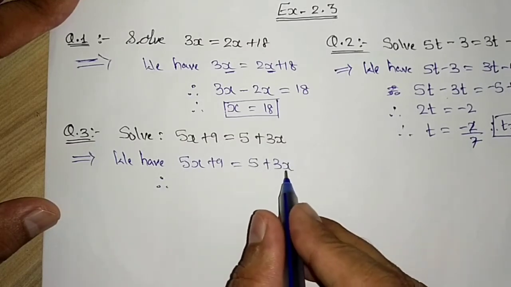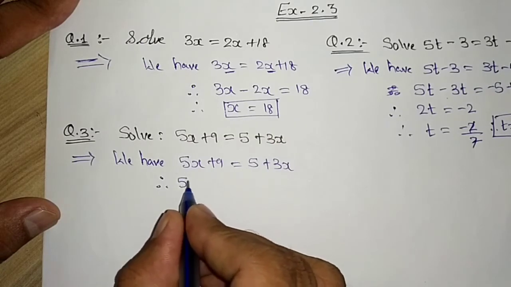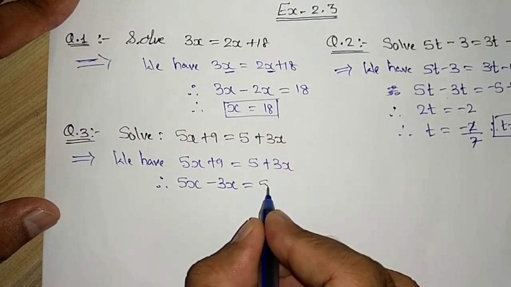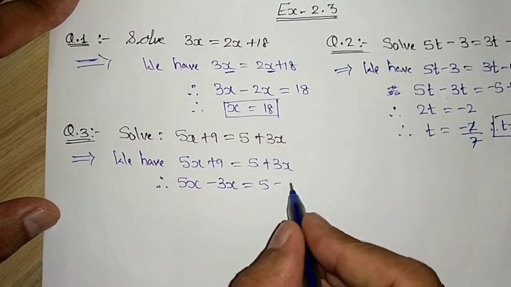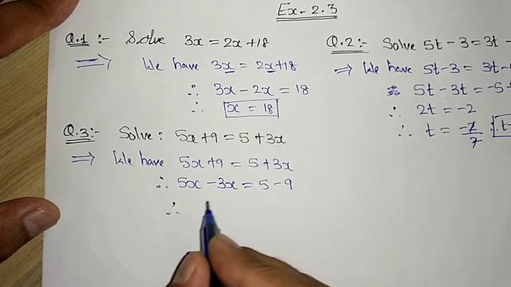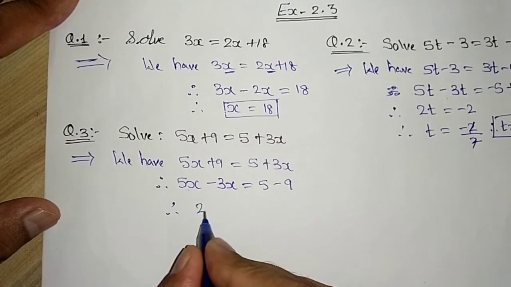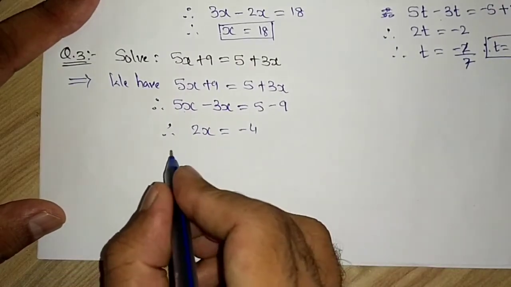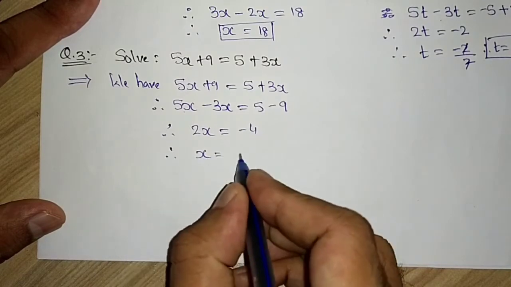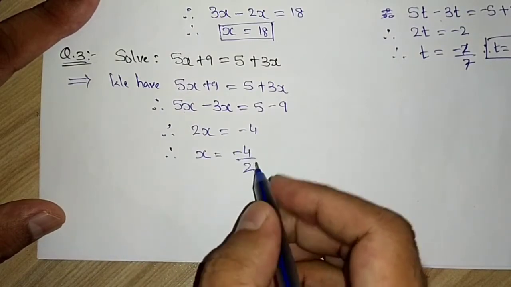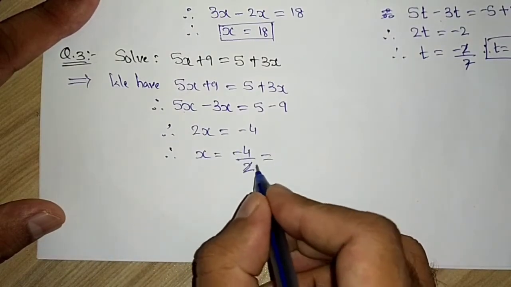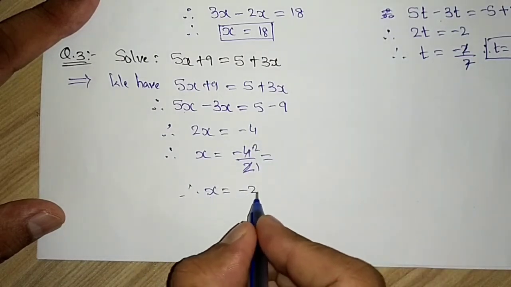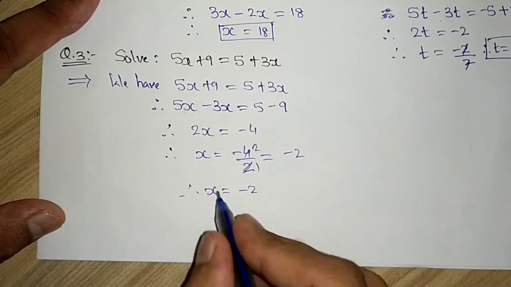Take the variable to LHS, changing the sign, it will become minus. Constant term from the LHS to RHS, it will become minus. Therefore, 5x minus 3x will become 2x is equal to minus 4. Therefore, x is equal to minus 4 divided by 2. 2 1s are 2 and 2 2s are 4. Therefore, x is equal to minus 2.